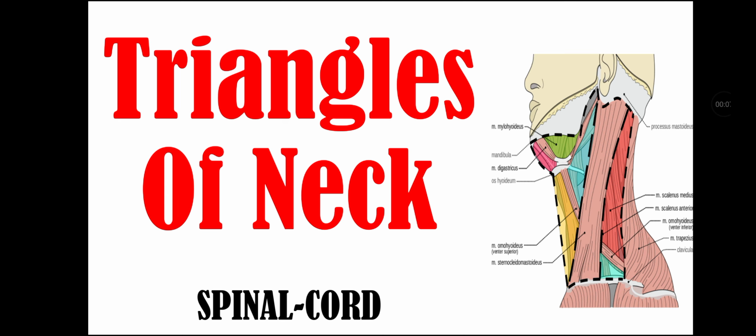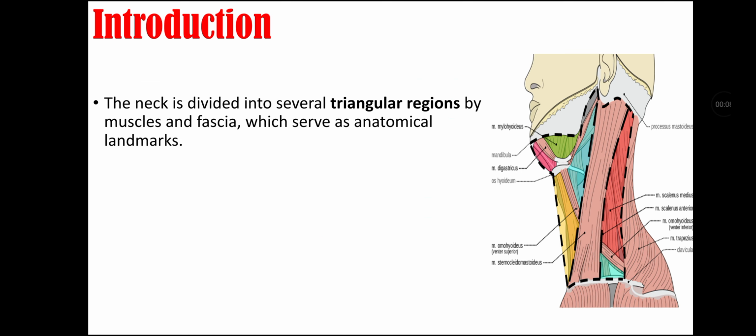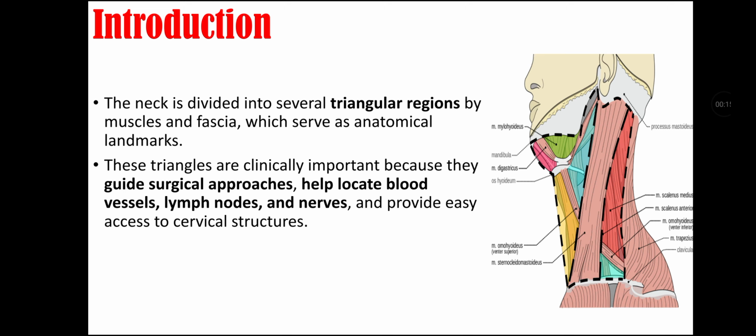So let's start our topic with introduction. The neck is divided into several triangular regions by muscles and fascia, which serve as an anatomical landmark. These triangles are clinically important because they guide surgical approaches, they help locate blood vessels, lymph nodes, and nerves, and they also provide easy access to cervical structures.